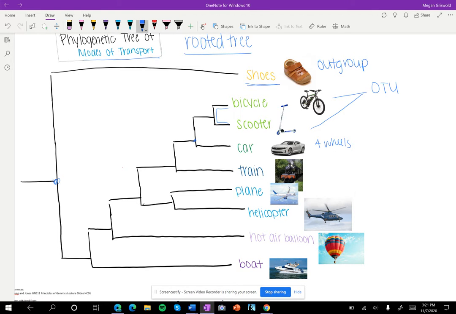And any point at which you see a staple with a line coming out of it from the left is a common ancestor, like here and here. When comparing 2 items, the most recent common ancestor is the closest staple between the 2. For example, a plane and a hot air balloon share their most recent common ancestor here, but also share another common ancestor here.